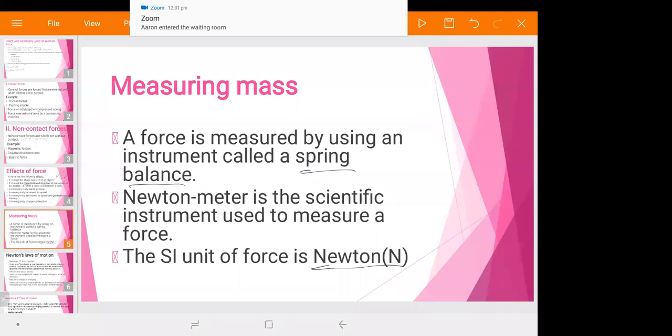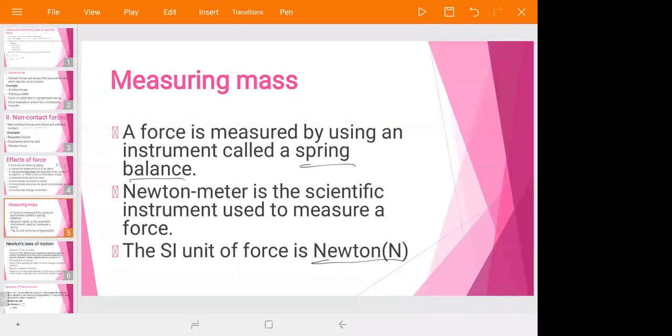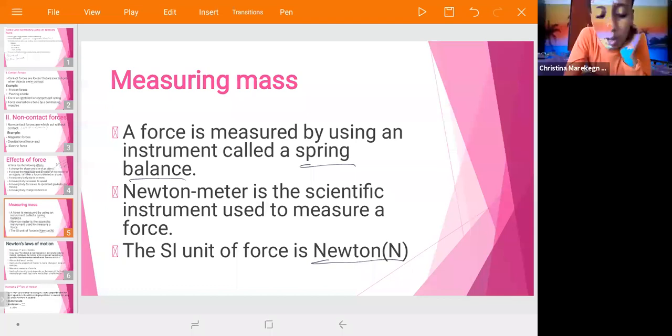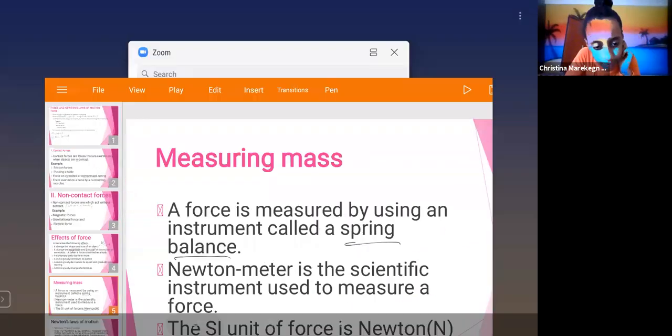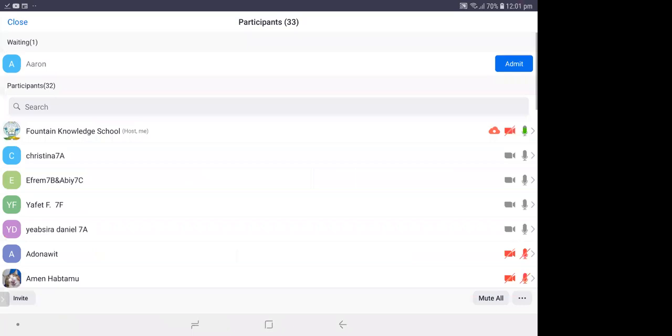For example, Newton's first law. In today's discussion we will focus on Newton's first law and Newton's second law. What do you know about Newton's first law?